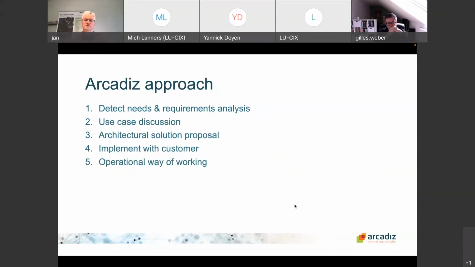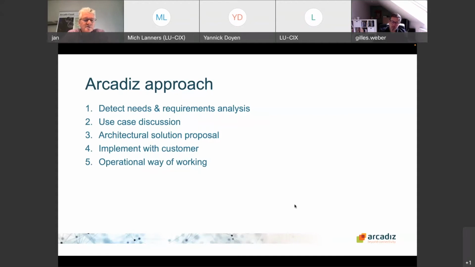Since we were going to talk about the approach, I can give you the way we do this. Arcadiz will detect the needs and do a complete analysis of the requirements of the customer. In the second phase, we try to make sure that there is a good use case discussion on what the customer really wants in terms of which problem to mitigate.